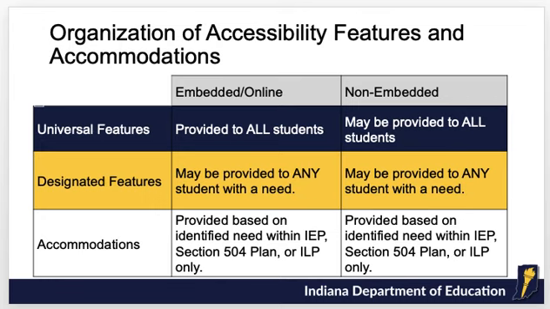Notice that universal embedded features are automatically provided to all students. Universal non-embedded features may be provided to all students or any student at the determination of the local school. Designated features may be provided to any student who has a need as determined by the teacher or school. Designated features do not require that the student have a special learning plan to receive them. Accommodations are provided based on an identified need in the special learning plan.